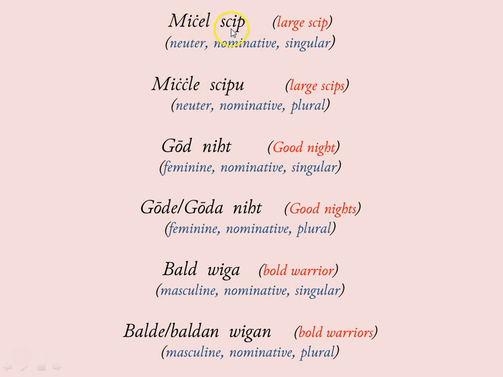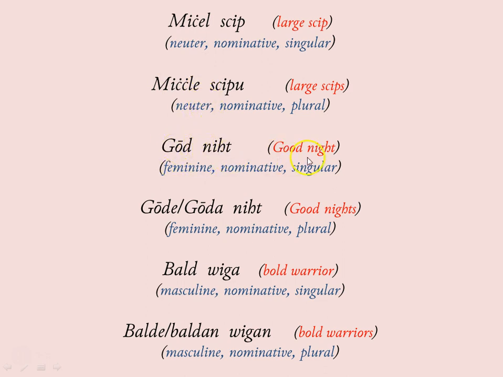Mycel scip. Ship is the noun, mycel is large. They're in the neuter nominative singular case. Mycele scipu, large ships. The double c there means it is pronounced twice. Hold the sound long, so mycele scipu, large ships, neuter, nominative and plural. The noun here is in the plural, and so mycel now takes the plural form mycele.